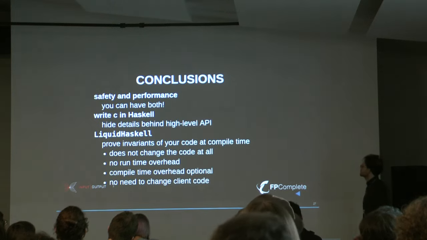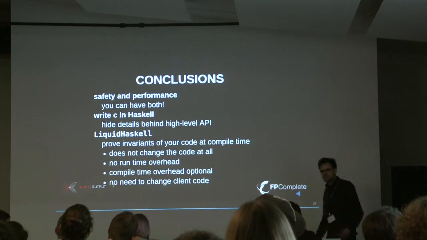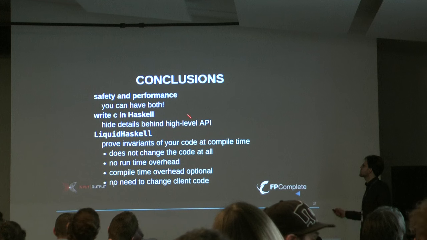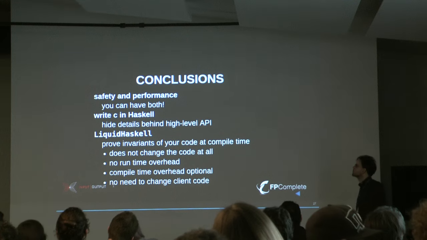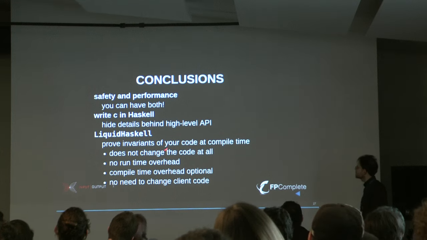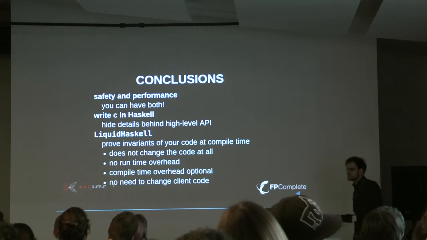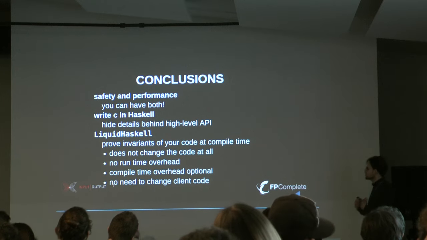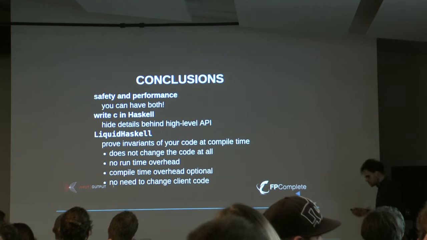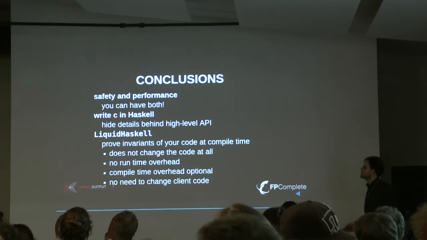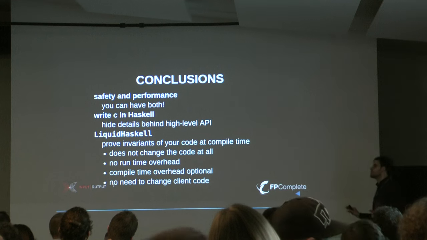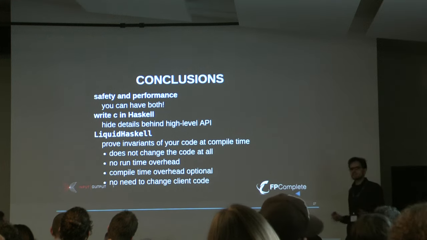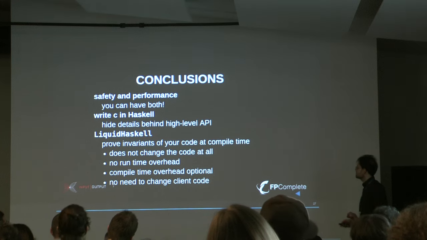So with this, let me conclude. The main point of this talk is that you don't have to compromise. You don't have to make a choice between safety and performance. But you can have both. And you can do this by writing Safe Haskell, by identifying the performance critical paths, using these low-level primitives there to get highly optimized code, hiding this well behind the high-level API, and then verifying the library and proving that there are no mistakes in there.